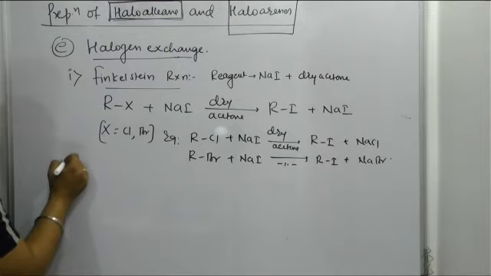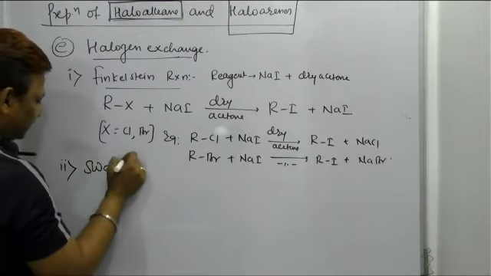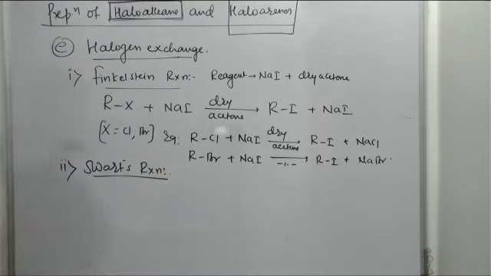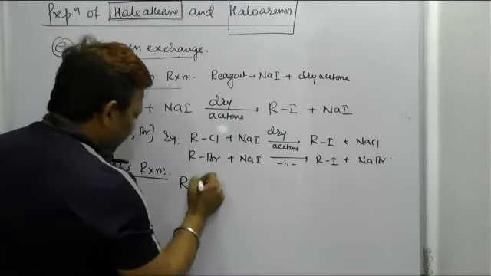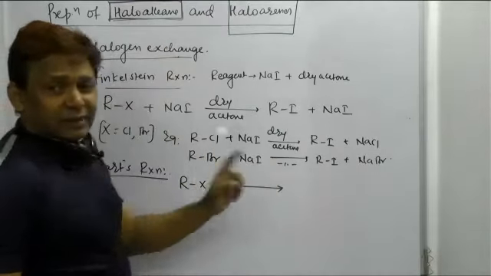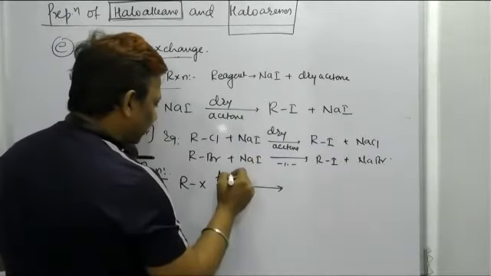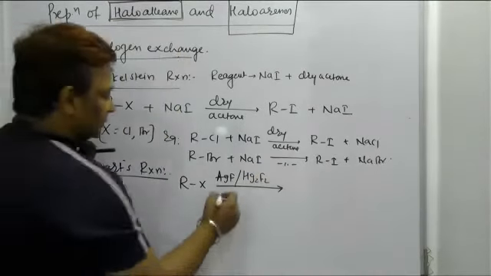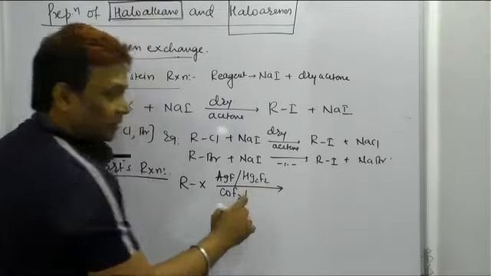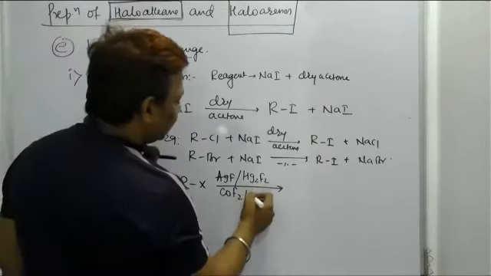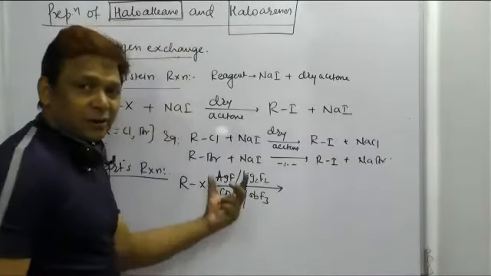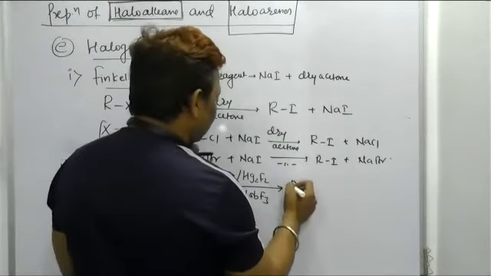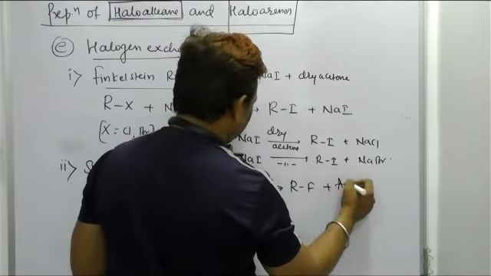The second halogen exchange method is called the Swarts reaction. In this one, we are able to prepare only alkyl fluoride. It means RX in presence of heavy metal fluoride. What is that? Silver fluoride, Hg2F2 mercurous fluoride, cobalt fluoride, and antimony fluoride SbF3 also we can take. They all are heavy metal fluorides. Reacting them with RX, I get RF, and the remaining is AgX.